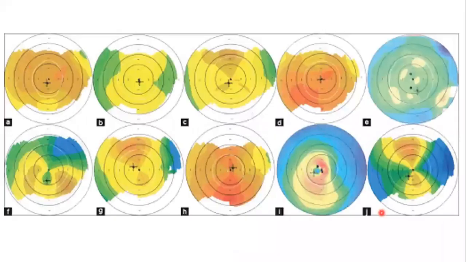So whenever we do a topography, we see this kind of map. Although there are different kinds of topographers, like we in the hospital use the Pentacam. Similarly, there are different topographers by the name of Orbscan, and also topographers coming from the Zeiss company, and different kinds of topographers.